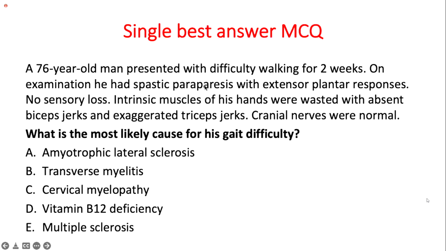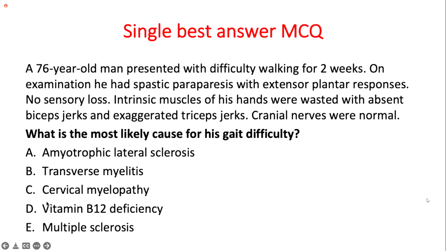On examination, he had spastic paraparesis, so obviously lower limbs, upper motor neuron signs with extensor plantar response. No sensory loss. Now in vitamin B12 deficiency, we said there is sensory loss. We also said there's loss of joint position sense. The majority said B12 deficiency. It says no sensory loss.